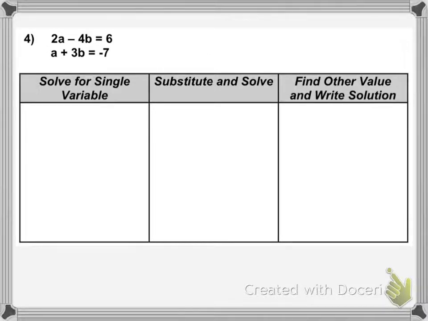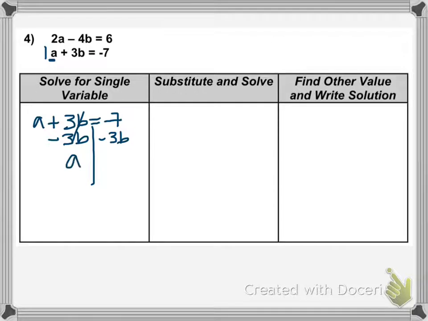So if we look at our two equations, the variable that has a coefficient of 1 is the a in the second equation. So we're going to start there and we're going to solve for that a. So a plus 3b equals negative 7. To get a by itself, I'm just going to move that 3b to the other side by subtracting it from both sides.